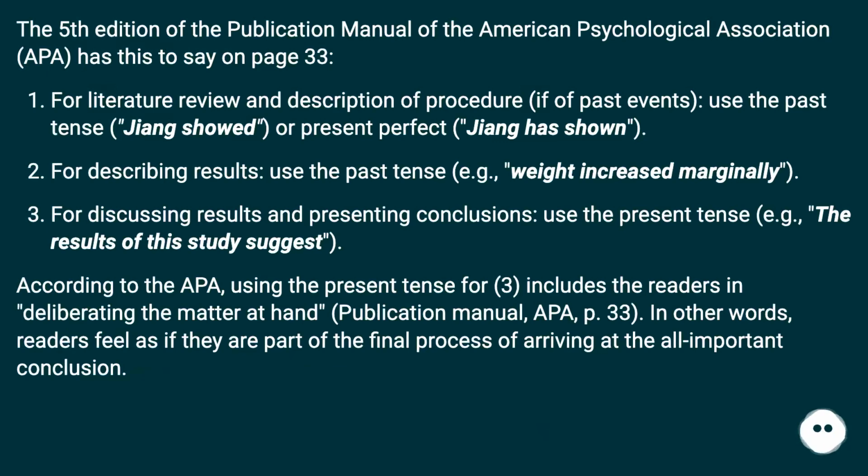For literature review and description of procedure, if of past events, use the past tense, Zhang showed, or present perfect, Zhang has shown. For describing results, use the past tense, for example, weight increased marginally. For discussing results and presenting conclusions, use the present tense, for example, the results of this study suggest. According to the APA, using the present tense for this includes the readers in deliberating the matter at hand (Publication Manual, APA, p. 33). In other words, readers feel as if they are part of the final process of arriving at the all-important conclusion.